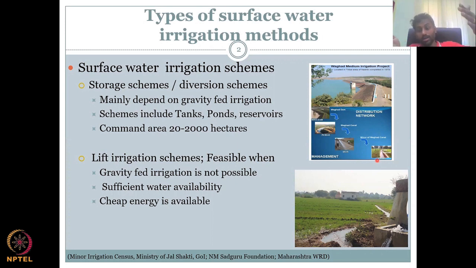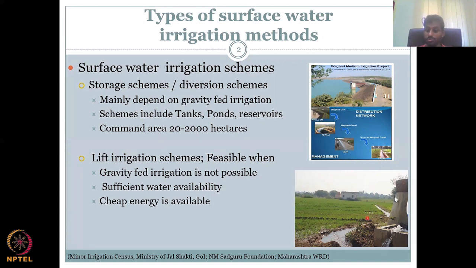It goes to a bigger kind of stream, river, like a canal, and then it goes into a lined canal, and then goes to a smaller canal, which goes to individual farmers. Suppose the individual farmer is not near this canal, what to do? Then also you have this lift irrigation, wherein you have to supply energy to get water to the farmer.